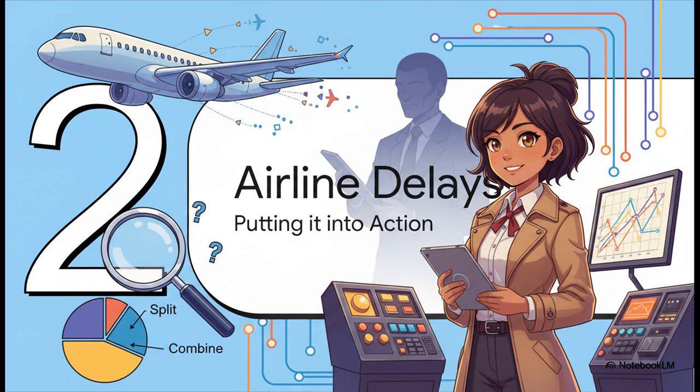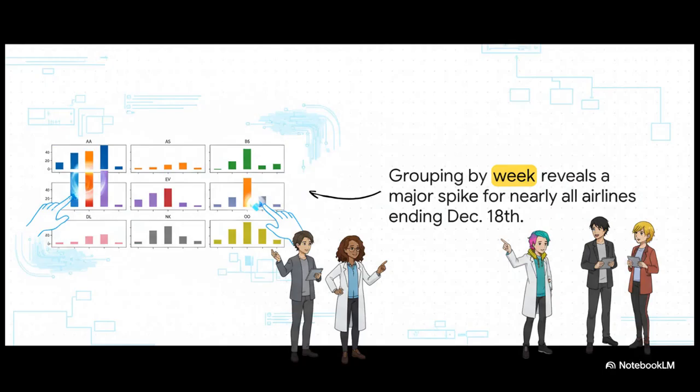Let's get back to our airline mystery and see how this strategy actually helps us build our case and figure out what's going on. So instead of looking at daily data, our first move is to split the data into weeks and apply an averaging function. And when we combine those results, wow, the pattern just jumps right out at you. Check out that third bar for almost every airline. The week ending December 18th was an absolute disaster.